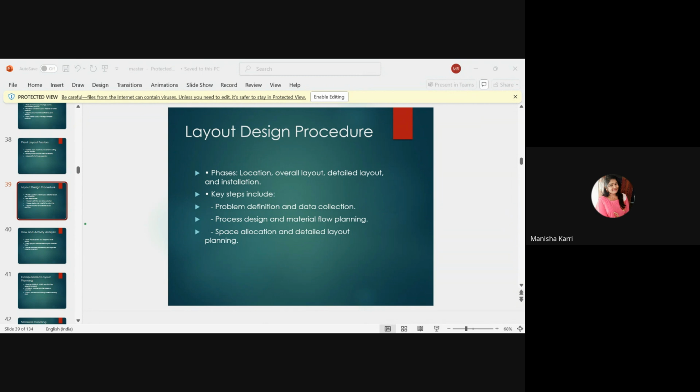The layout design procedure involves these key phases, from allocating space to creating a detailed layout, for a more effective and well organized facility layout.